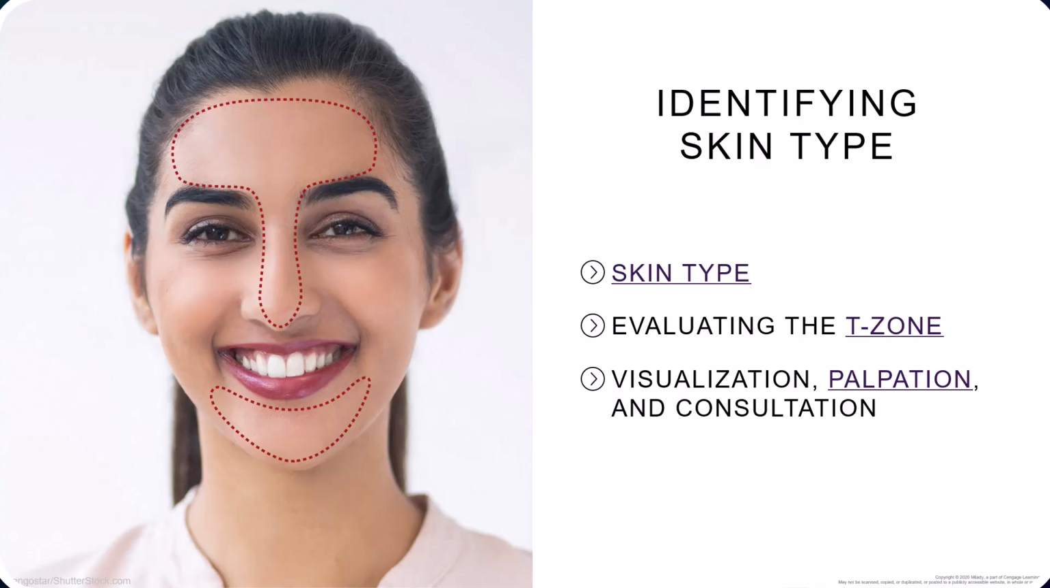Palpation is also a way of identifying skin type. Palpating is touching the skin and manipulating it so you can see the elasticity of someone's skin. You can feel texture on someone's skin. Do they have a lot of bumps on their forehead? Do they have a lot of pitted scarring on the sides of their cheeks? Those would be things that we would palpate or touch.